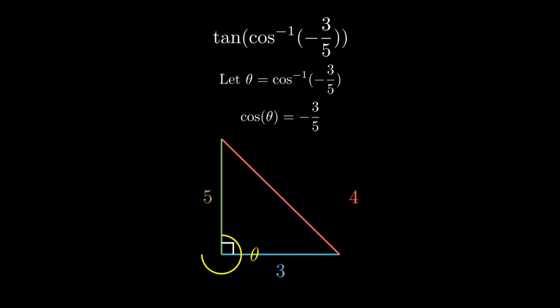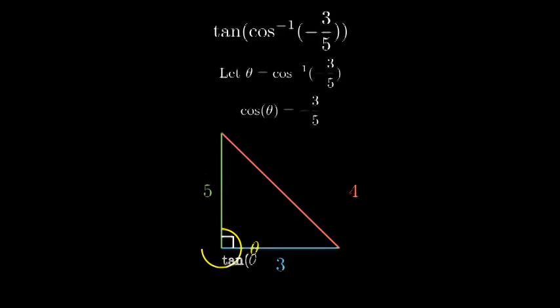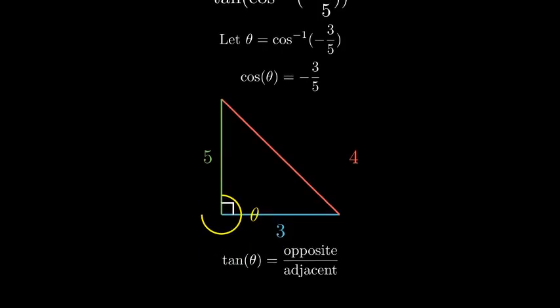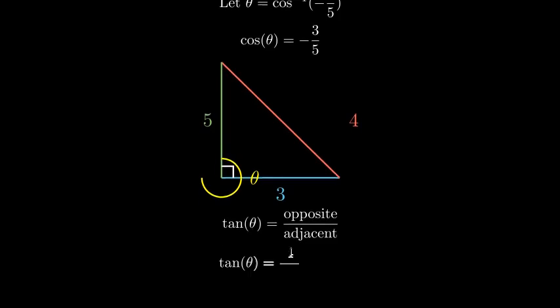Let's visualize this with a right triangle. Since cosine is adjacent over hypotenuse and equals negative 3/5, this means we're in the second quadrant where cosine is negative. Now recall that tangent equals opposite over adjacent. So tangent of theta equals 4 over negative 3.